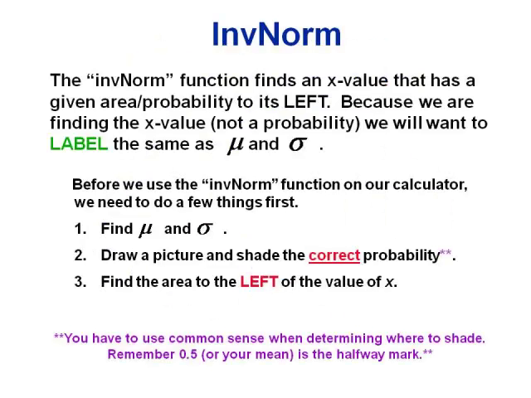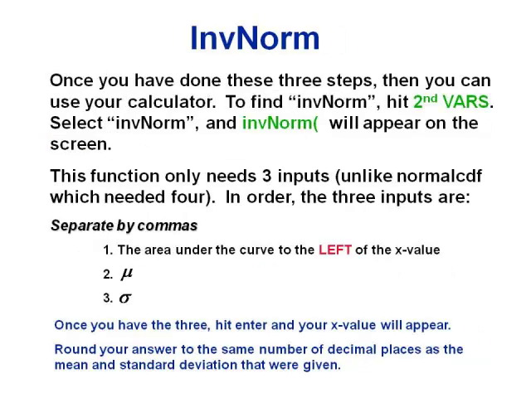With these problems, you'll still draw the picture and you'll label the mean and make sure you know what the standard deviation is, and then draw the picture to figure out which portion it is that you're looking for. Now, inverse norm always goes to the left, so we'll talk a little bit more about that, but first thing you'll need to do is get that picture drawn and figure out where exactly you're looking. Then once you have all that figured out, you'll go ahead and find inverse norm in the calculator.